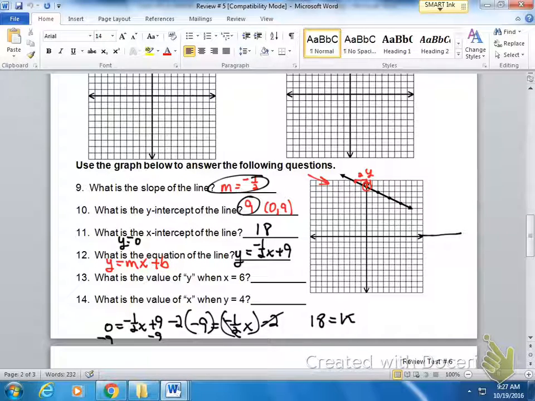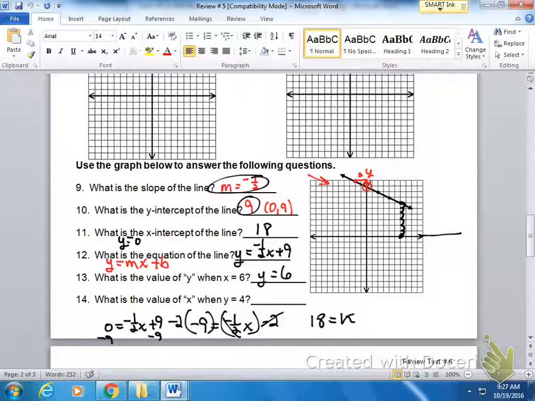It says, what's y when x is 6? Here's x is 6. You need to figure out how far we need to go up or down to get to the line. I need to go up 1, 2, 3, 4, 5, 6 to get there. So when x is 6, y is 6.